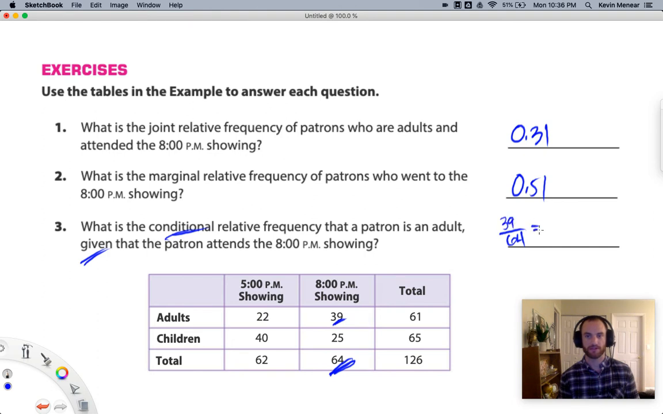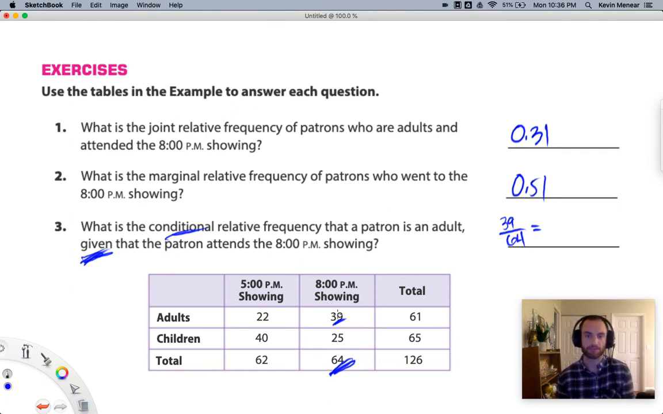There you go. So, this is telling you what's the chances that if I know someone attended the 8 p.m. showing, what's the chances they're an adult? That's what the given thing means. Given that they attended the 8 p.m. showing. So I know that they attended the 8 p.m. showing.